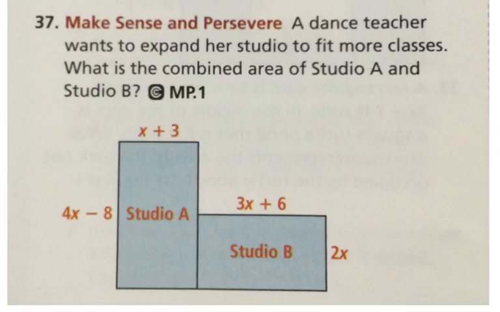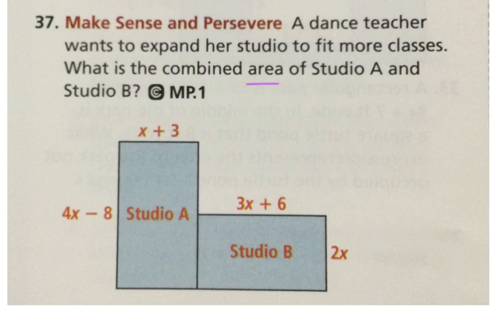A dance teacher wants to expand her studio to fit more classes. What's the combined area of Studio A and Studio B? I know how to do this. So this is an area problem. So remind me, how do we find the area of everything on the outside?